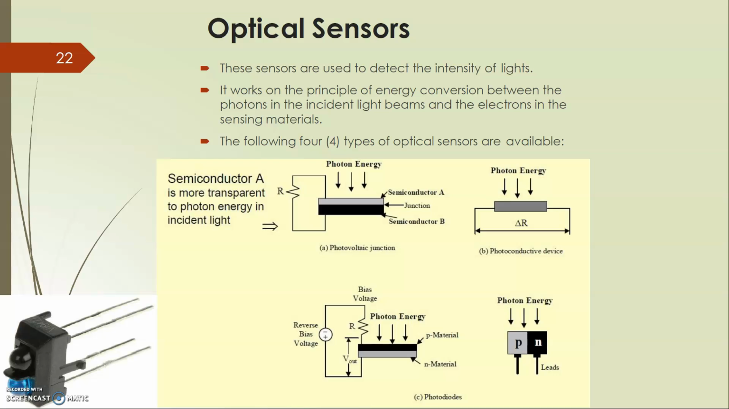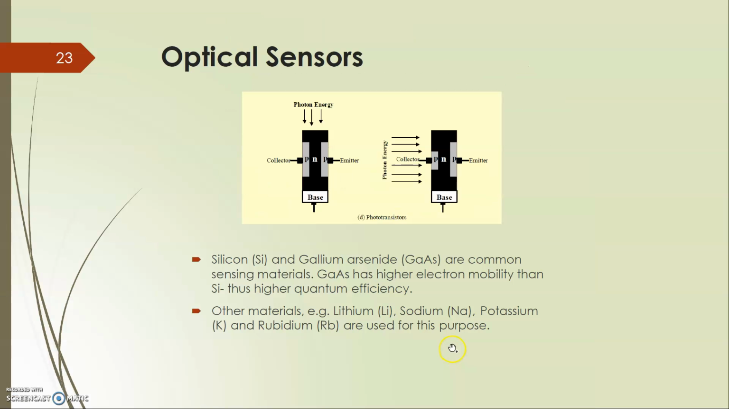There are four types of optical sensors used by manufacturers. They are the photovoltaic junction sensor, the photoconductive type, the photodiode, and the last one is the phototransistor.